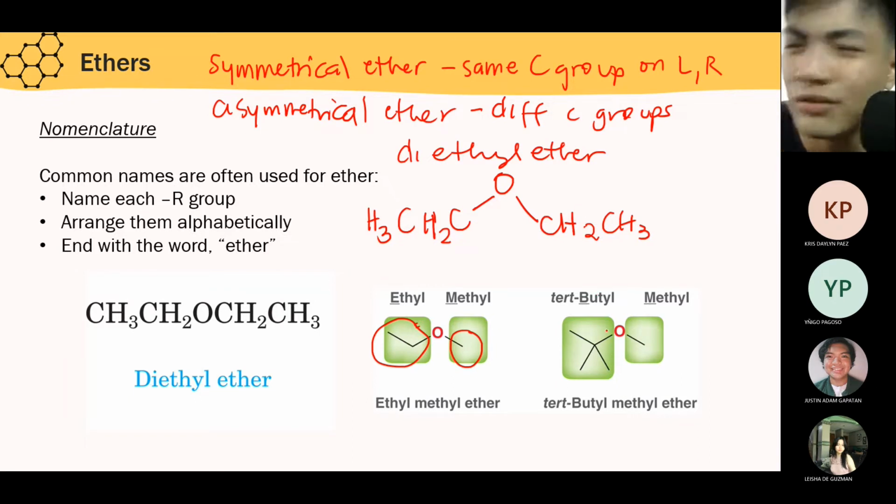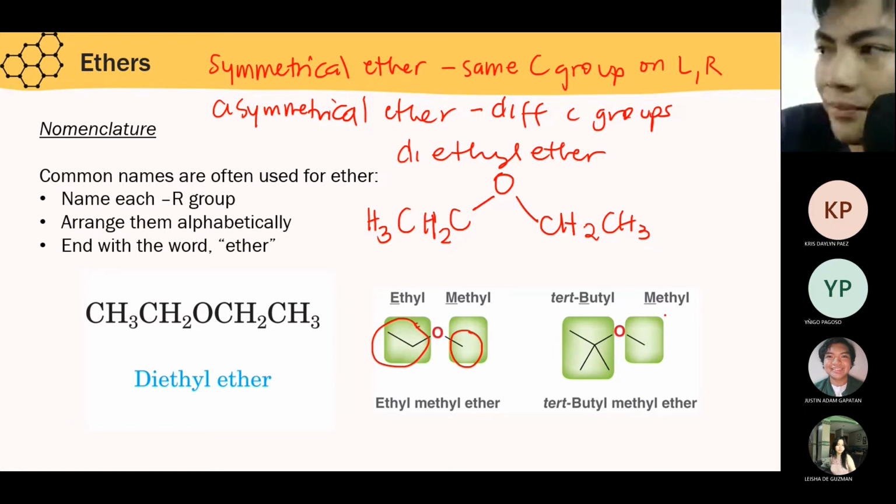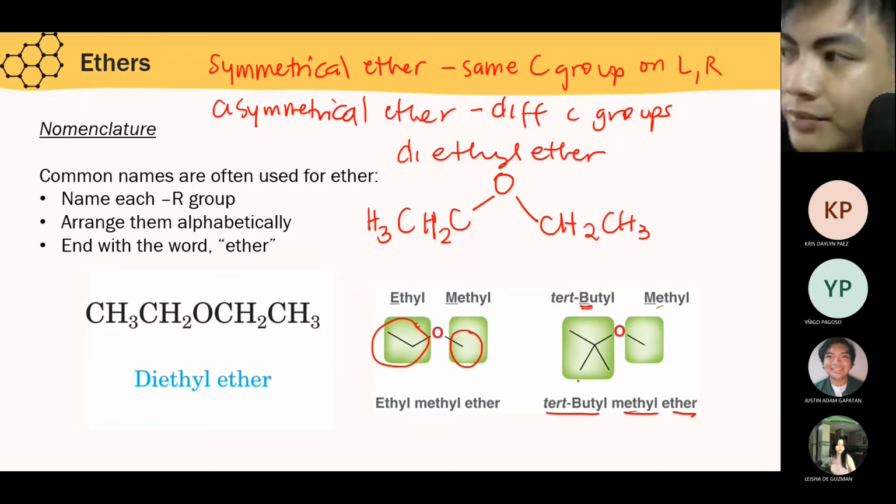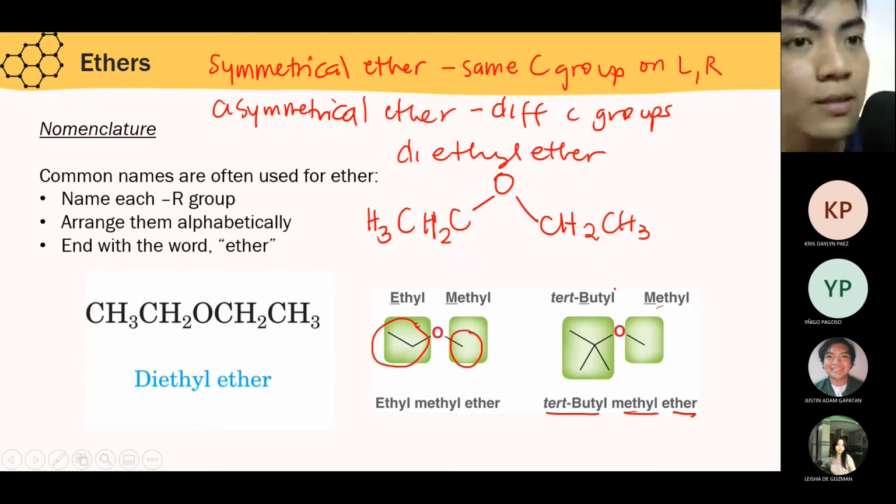Ito. What about this? Tert-butyl and methyl. Kung naalala nyo yung mga substituent, tert-butyl yan, di ba? This is methyl. Paano mo papangalanan? Alphabetize mo lang. Again, yung tert, hindi mo papansinin sa alphabetization. So, start ka with the butyl. So, tert-butyl methyl ether. So, ganun lang kasimple yung nomenclature for ether.